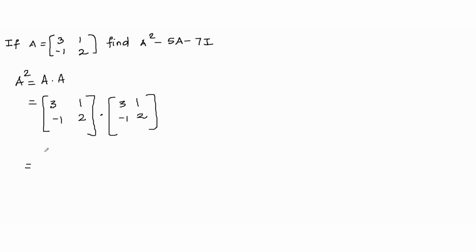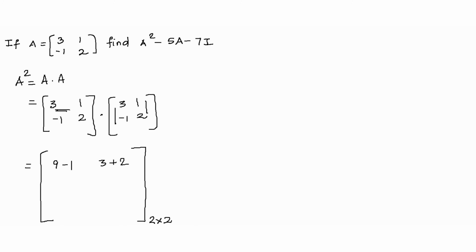So now I will form a 2 by 2 matrix. So 2 by 2 matrix means there are 2 rows and 2 columns. So first row, first column. So 3 3s are 9 and 1 into minus 1 is minus 1. Then I have first row and second column. So 3 1s are 3 and 1 into 2 is 2. So that's 3 plus 2.